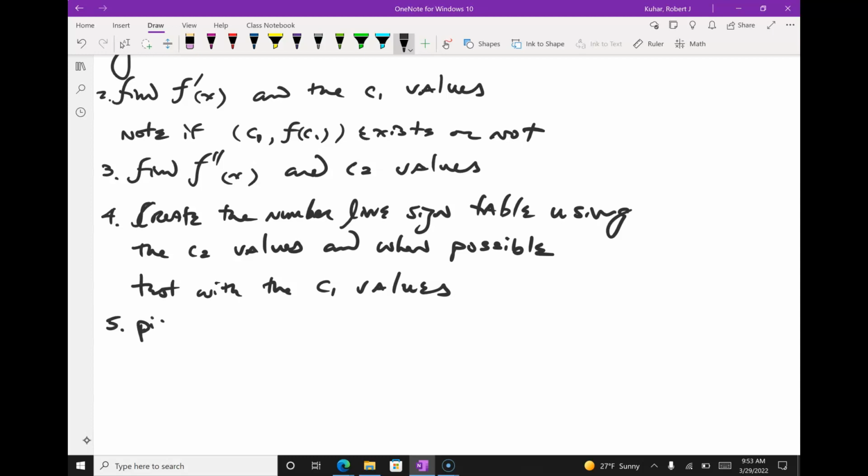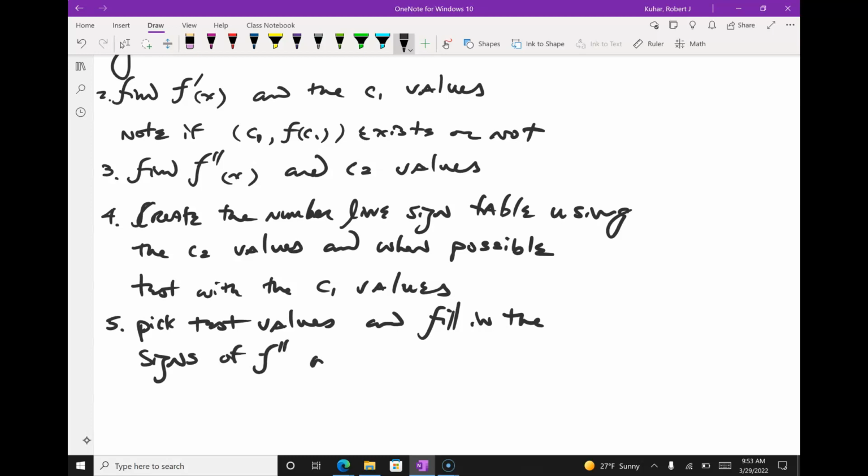Right? Pick test values and fill in the signs of f double prime on the number line. It's the same as what we did with the first derivative. It's just a little bit longer.